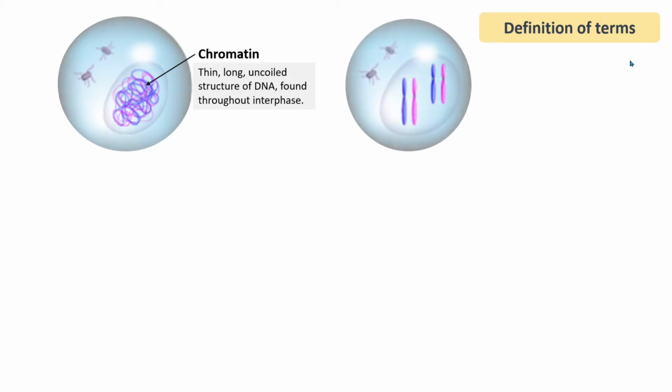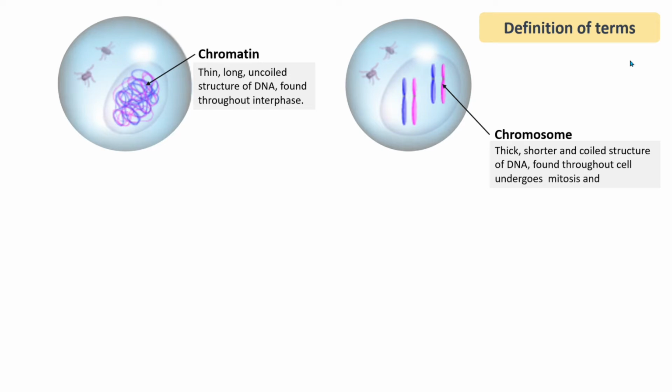You have to understand the definition of a few terms to understand more about this topic, such as chromatin: a thin, long, uncoiled structure of DNA, found throughout interphase. Chromosome: a thick, shorter, and coiled structure of DNA, found when the cell undergoes mitosis and meiosis.